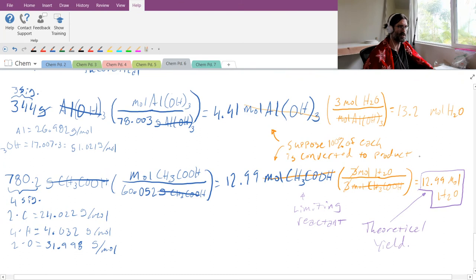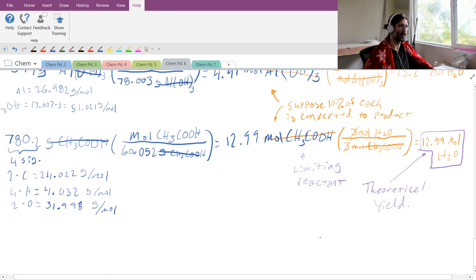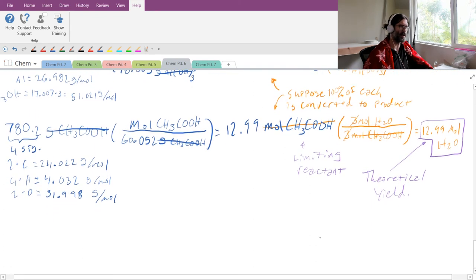While we're still making water up here, we have another 0.3 moles of water that we can make at the point where we run out of acetic acid. 0.3, something like that.